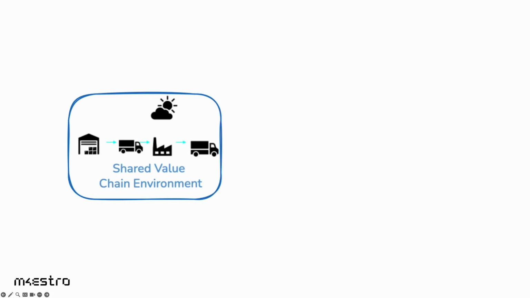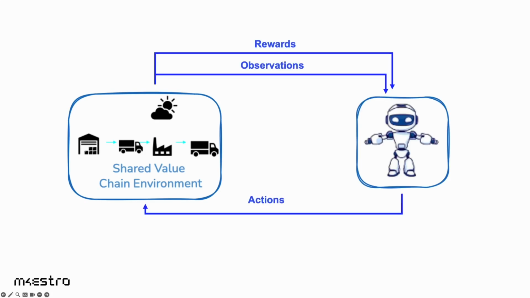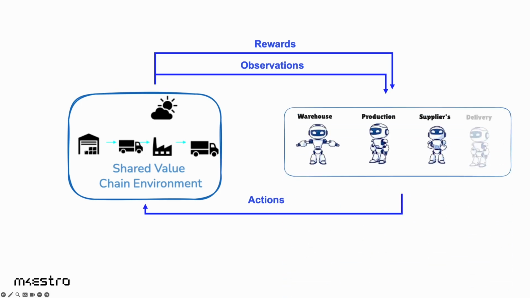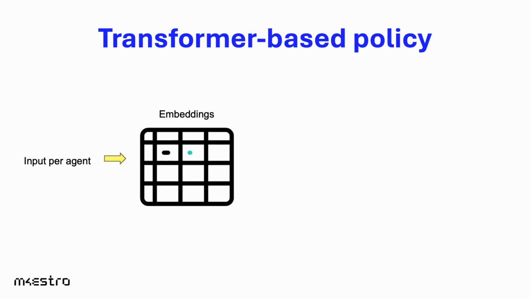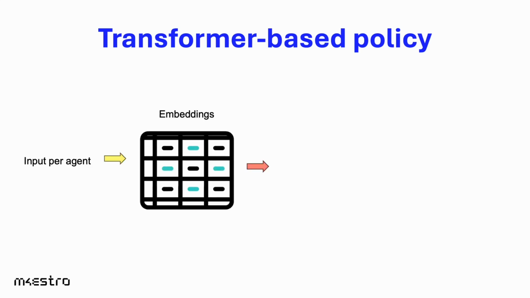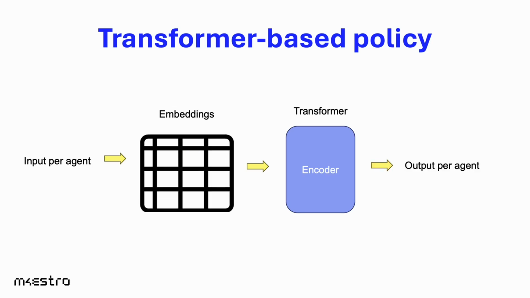Each agent observes a partial view of the system, based on its role, and learns to take actions that balance local priorities with system-wide goals. To enable this, we use a transformer-based policy model that operates across time and agents. It learns patterns across sequences, helping each agent plan not just for the current step, but across a full planning horizon.